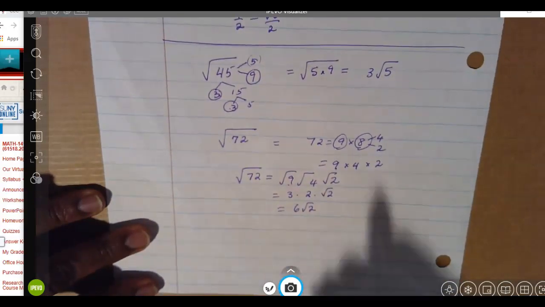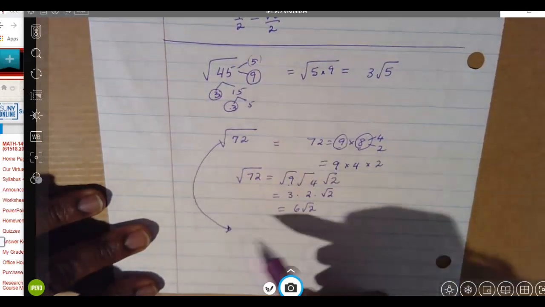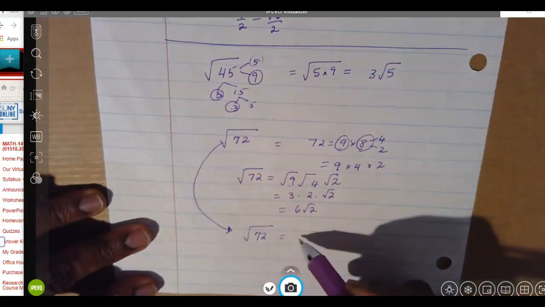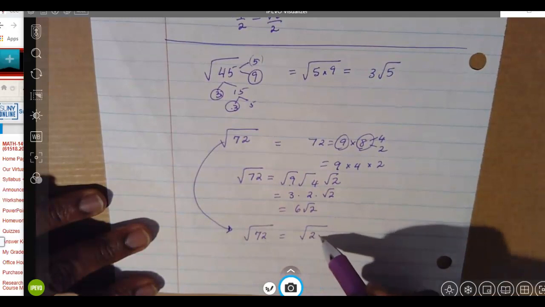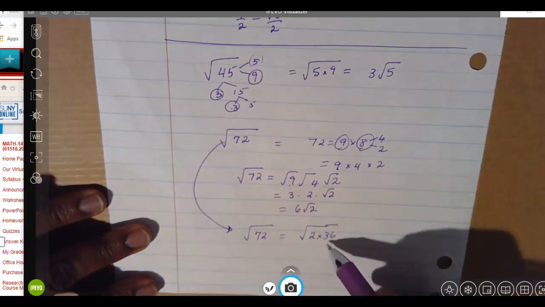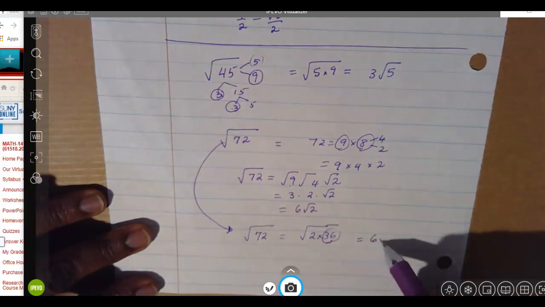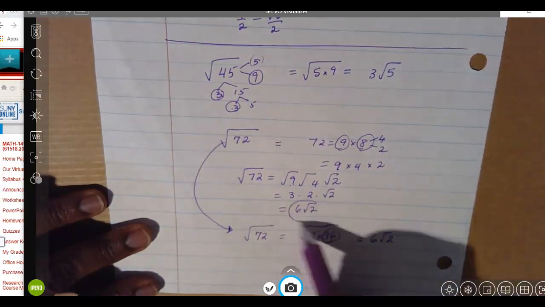Now, as you get better at this, you might want to think about breaking down more efficiently. So the square root of 72, 2 goes into it. It's 2 times 36, and 36 is a perfect square. Its square root is 6, so you just get 6 root 2, which is the same as before.